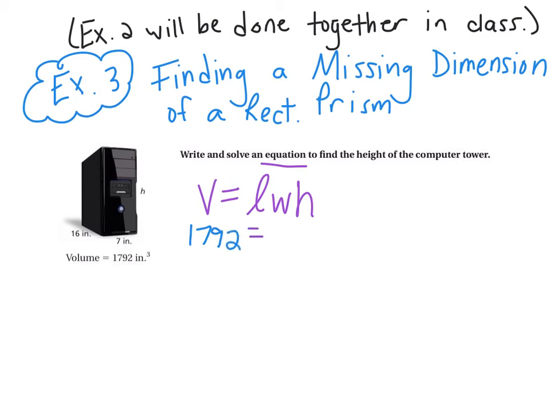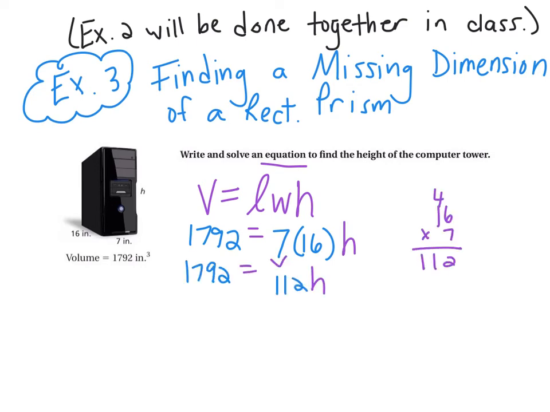So we're going to put in 1,792. And again, it doesn't really matter which is which, but we're going to assume that the length could be one of these, like the 7 inches, and that the width could be like the 16 inches, so we would multiply by 16. And then what we don't know here is the height, so we're going to keep it as a variable, and just keeping it as h makes sense for right now. So in order to start simplifying or trying to solve this, we've got to multiply 7 by 16.